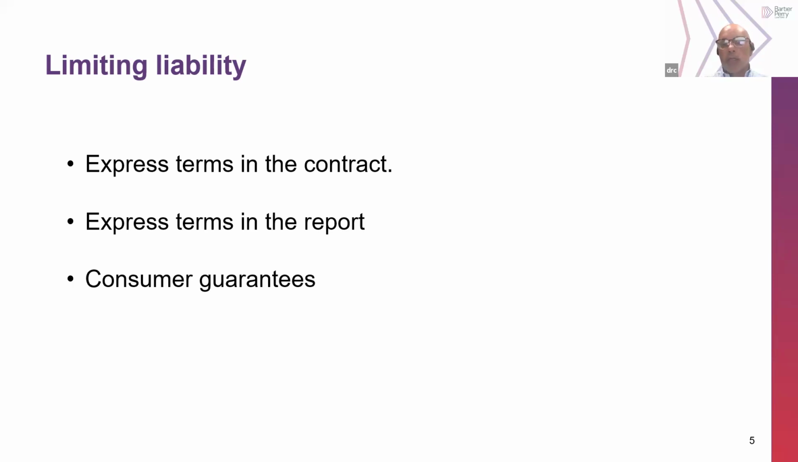I mentioned limiting it in time, how long, and that's not just a case of for how long can it be relied upon, but also in terms of when can a claim be notified. So you can put in your terms, I will only be liable provided a claim is notified to me within 3 months, 6 months, 12 months of the date of the report. Those are the kinds of things that you can put in terms of limitation of liability.